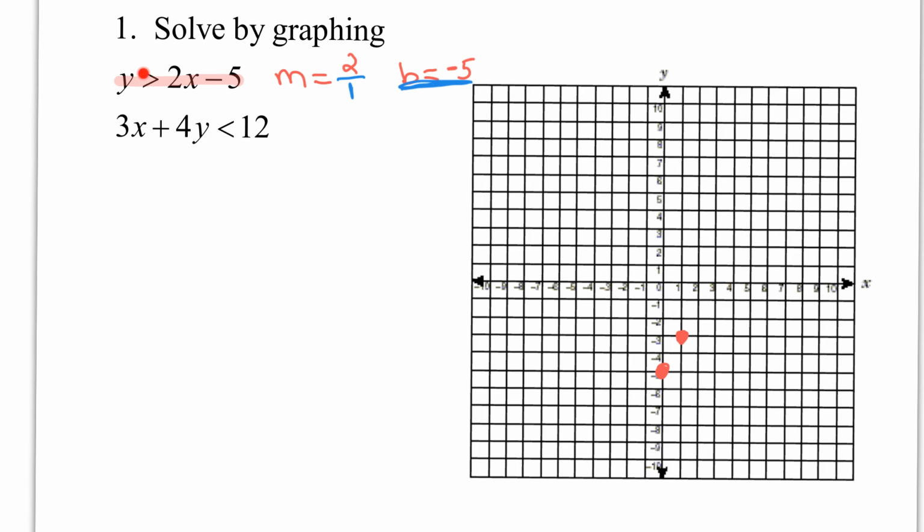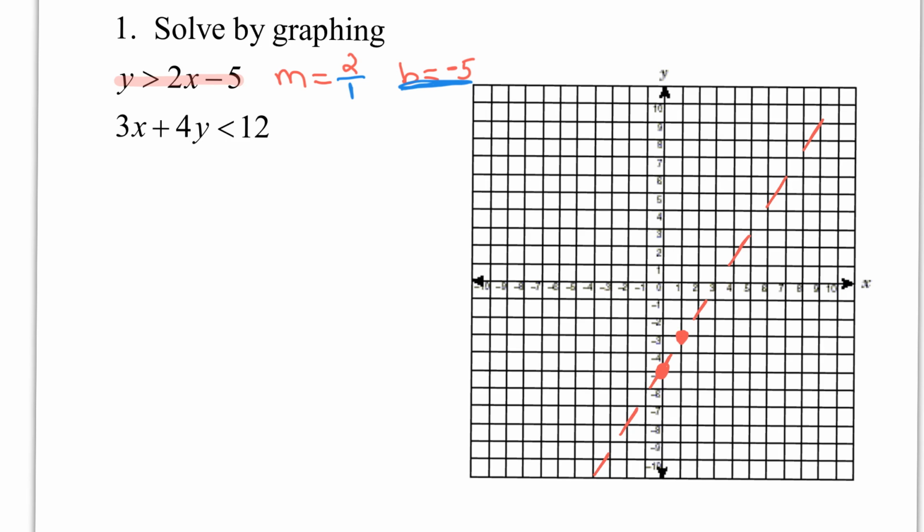Now let's check the inequality. The inequality is greater than. So when you guys have a greater than or a less than, that's going to be a dashed line. Another way you guys can look at it, if you don't have a line on the bottom, or equal to, if you don't have it, that's dashed. If you guys do have it, that's going to be solid. But right now it's dashed. So I'm going to make my line. Notice I'm just making a dashed line here.